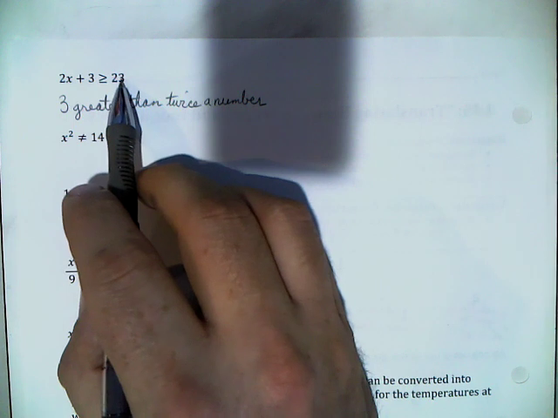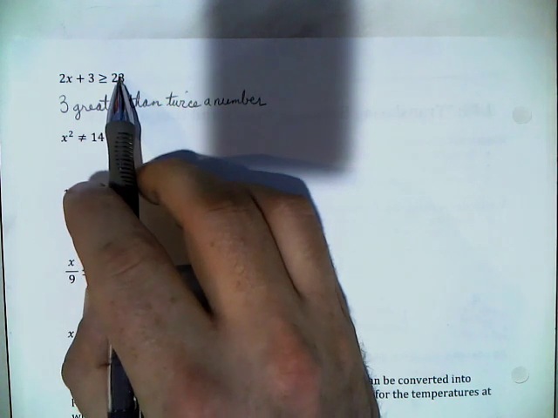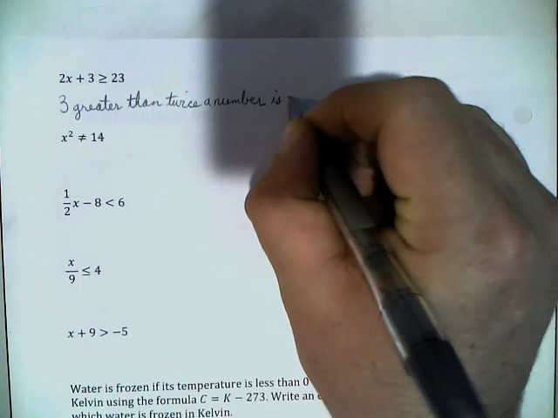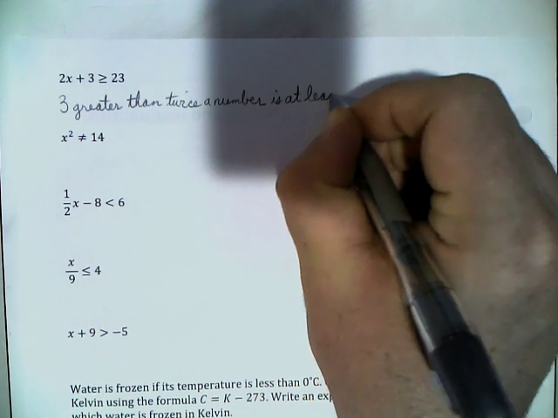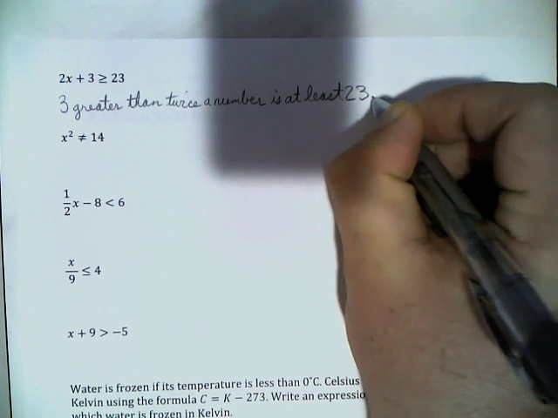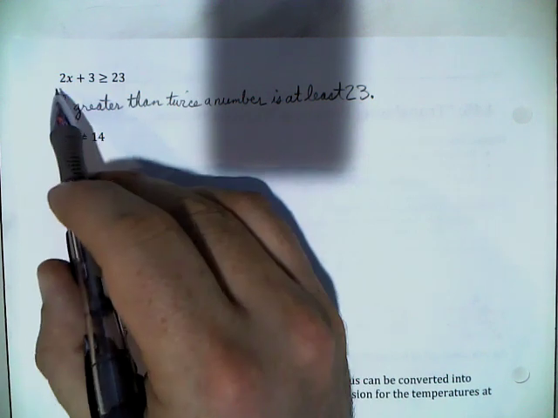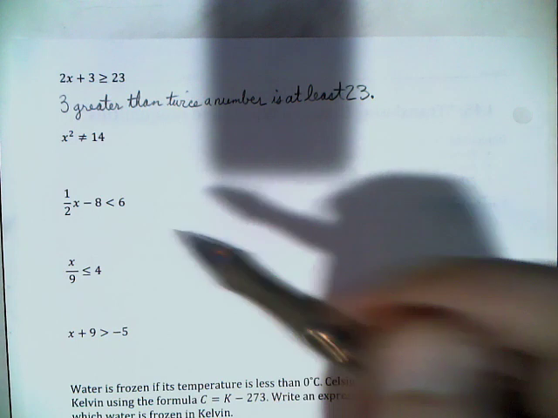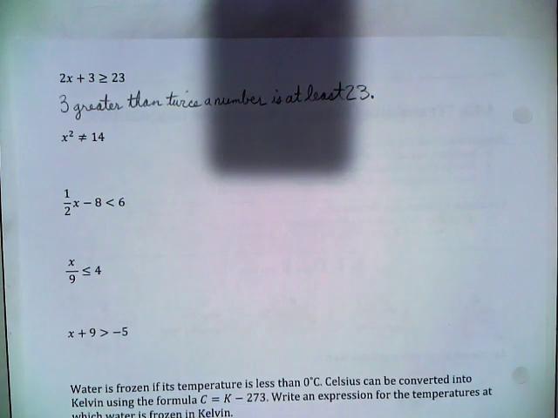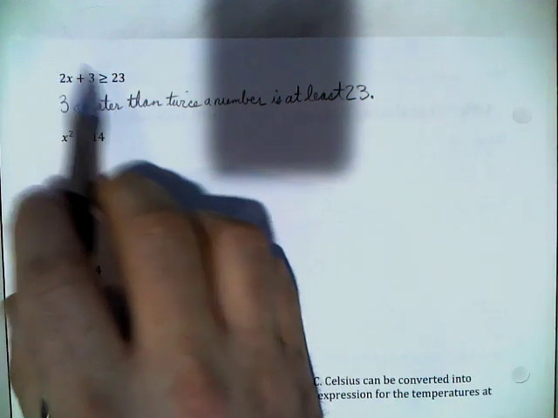And then since that's greater than or equal to 23, then 23 is the least that this can be. So is at least 23. And that would be my statement. You could also say the sum of twice x and 3. You could say the sum of double a number and 3. So there's a bunch of different ways that you could express this here.